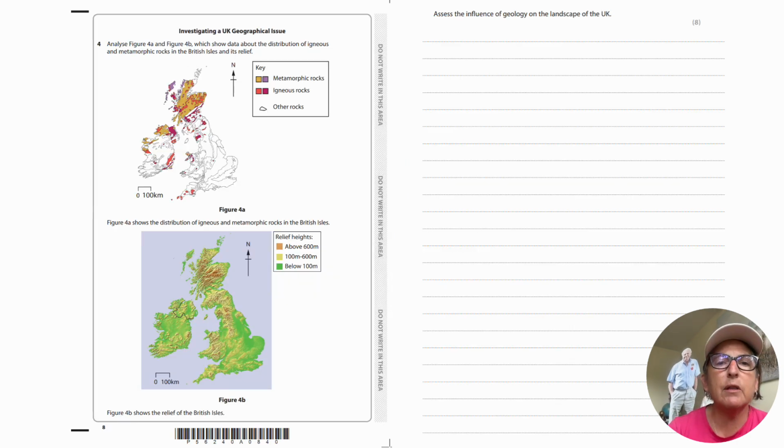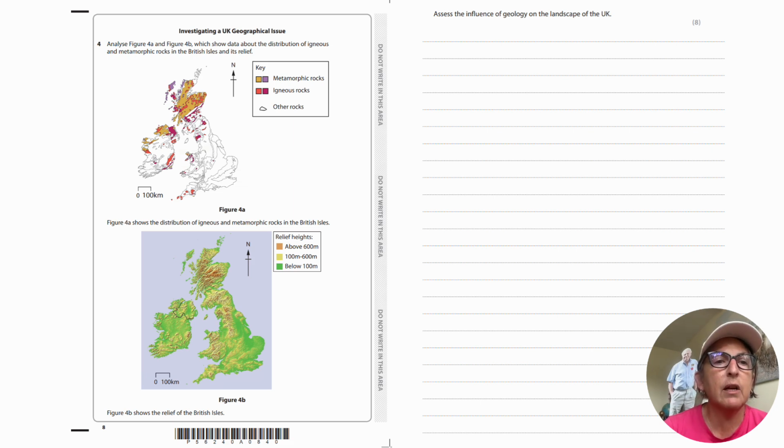So if we have a look at this one, okay, we've got investigating a UK geographical issue. You've got 2 maps here. One is giving you information about the igneous and metamorphic rocks in the British Isles and its relief. And relief is how high or low the land is. And you've got a key. Look at the keys really carefully. They give you the answers.